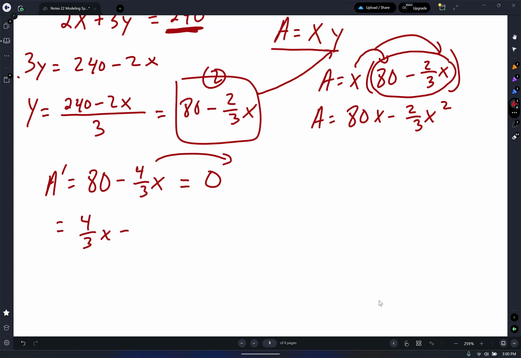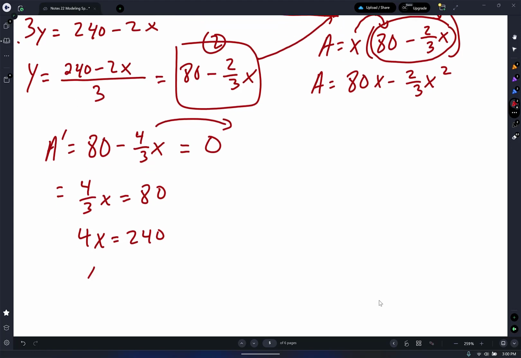4/3 x equals 80, or 80 equals 4/3 x. Are we still okay? Times 3 on both sides, 4x, or times 3/4, but I'm doing it in 2 steps here. 80 times 3, what's that, 240, and divide by 4. What's 240 divided by 4? Does it go nice? 60. So there it is. x is 60. It's the only critical number.